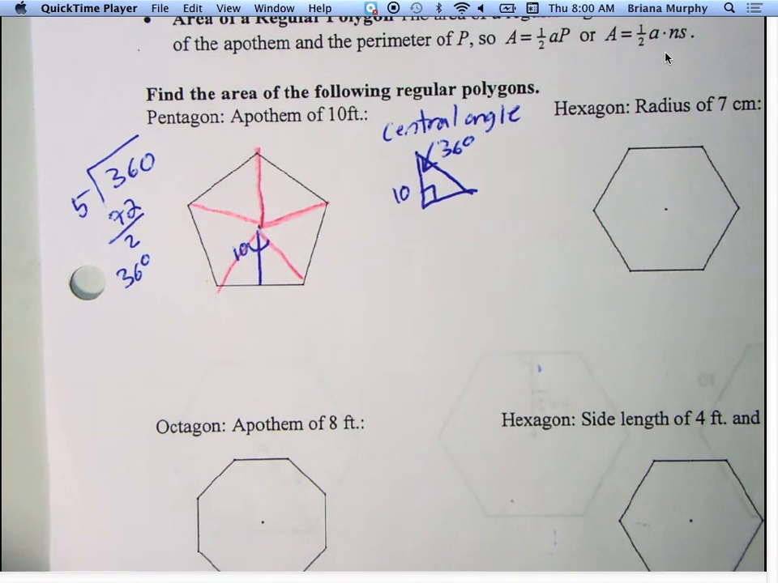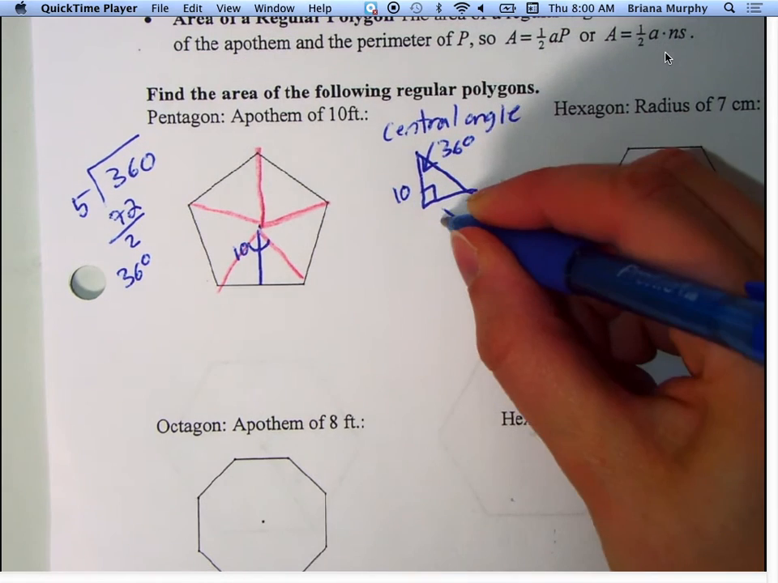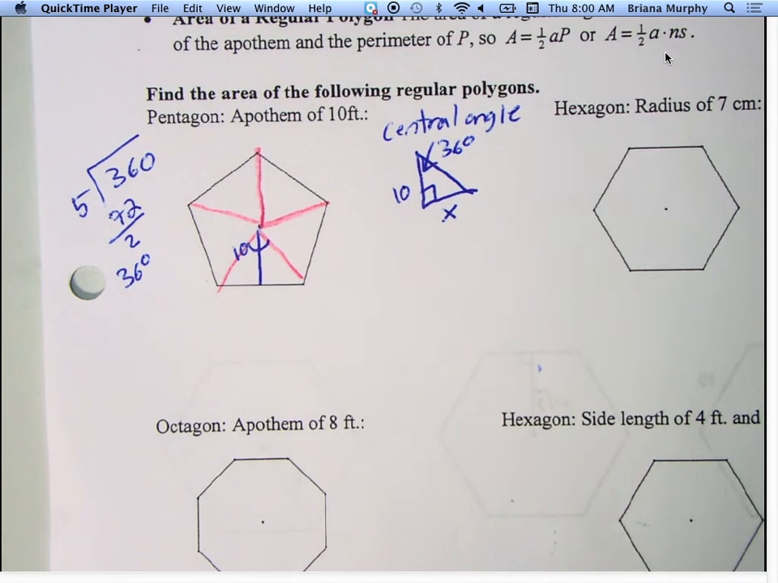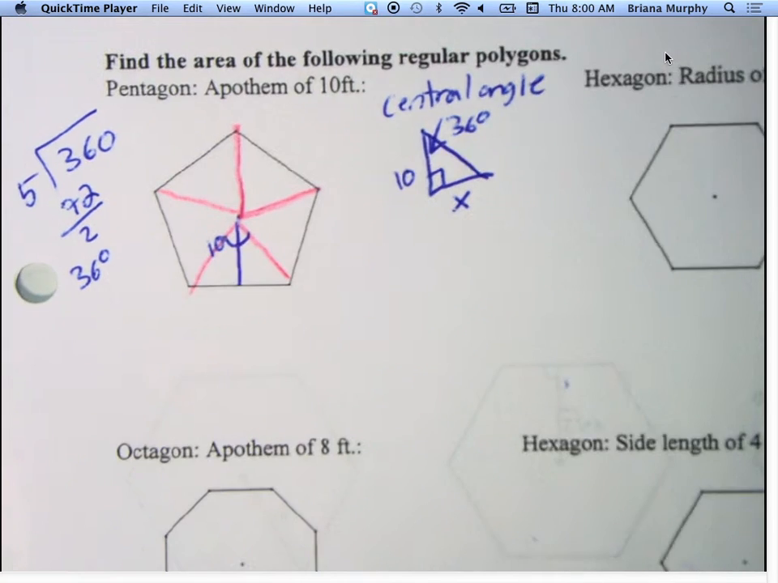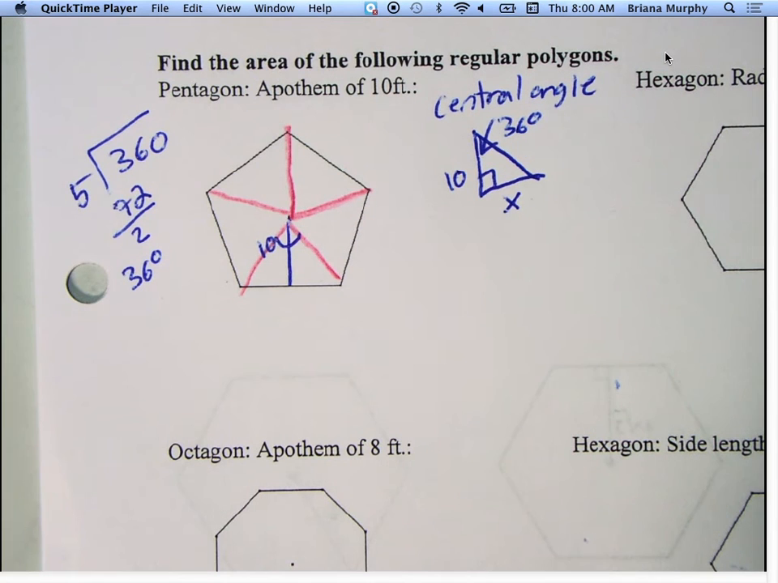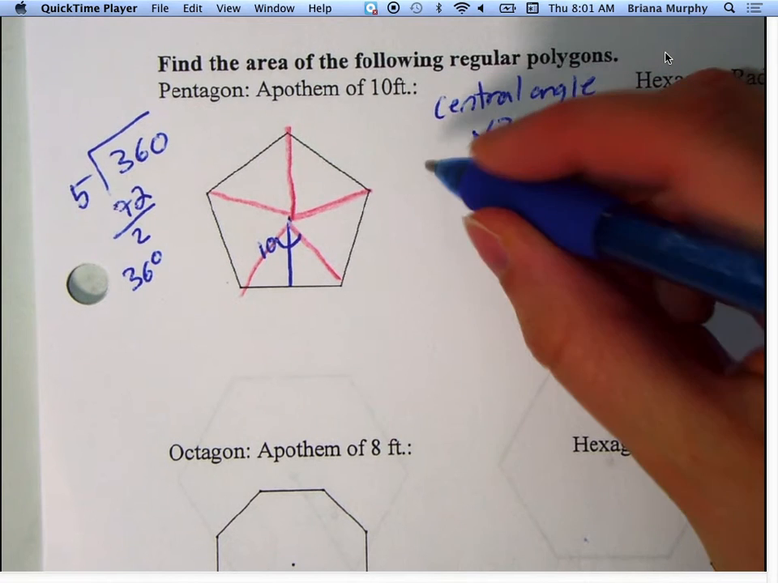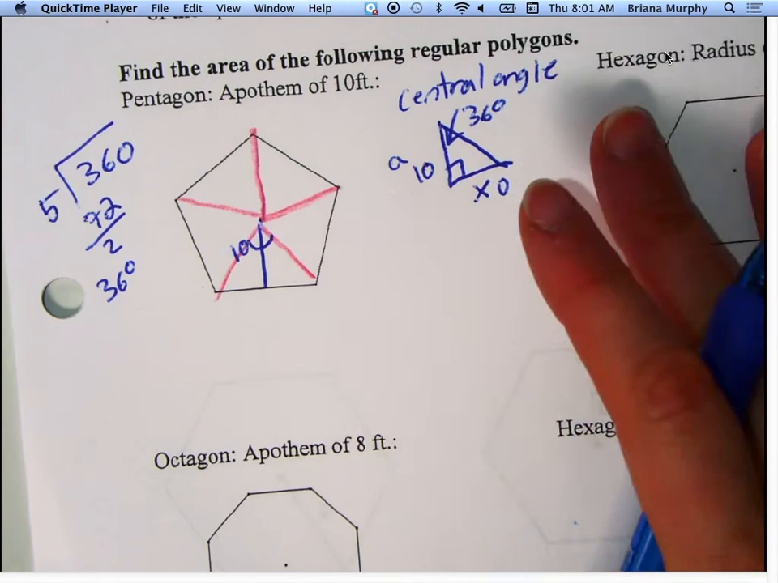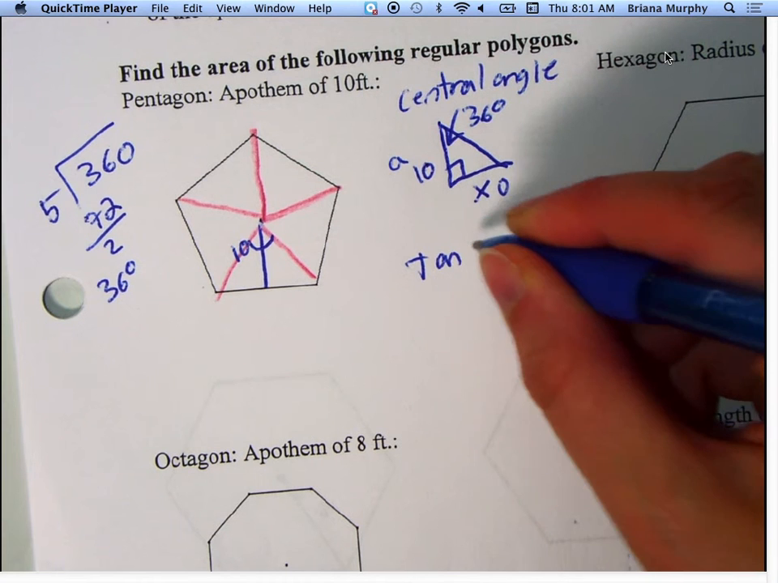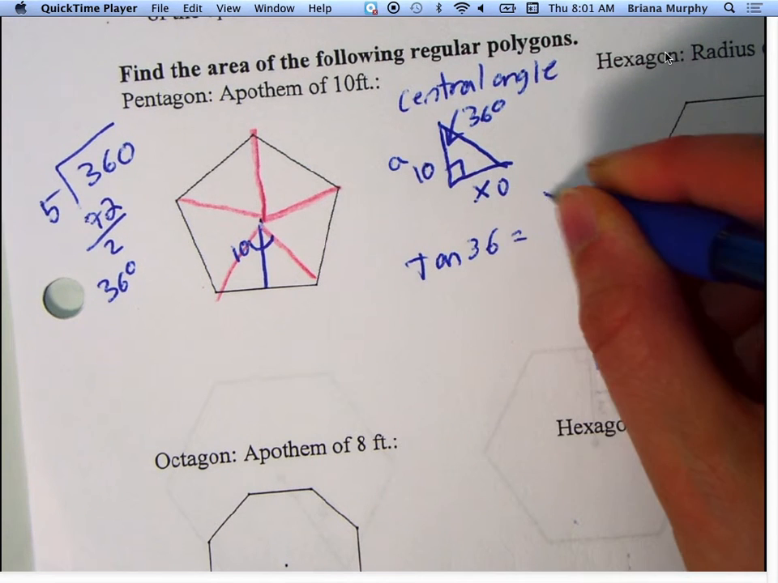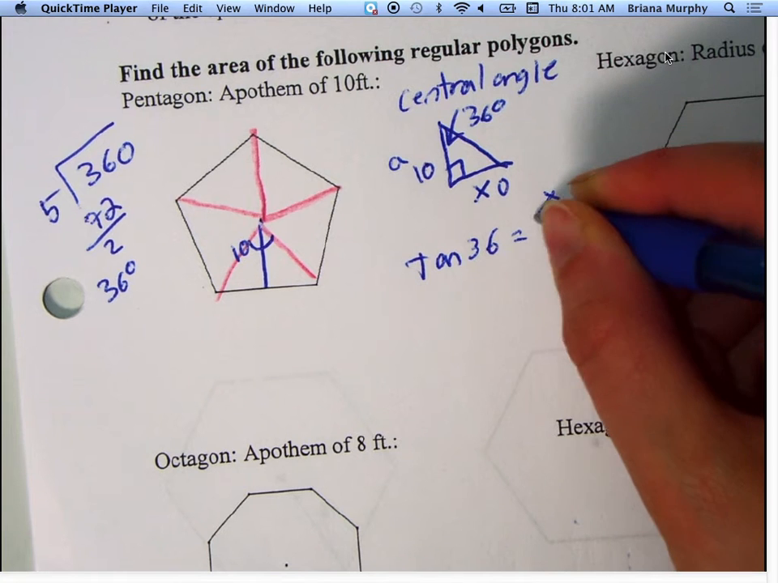Now, I want to know what this length on the bottom is. Does anybody remember what we would use if we have one side of a right triangle and we know the degrees of one of the angles? It's actually tangent, but good, it's trig. This is opposite and adjacent, so we're going to use tangent. So tangent of 36 equals opposite x over adjacent 10.